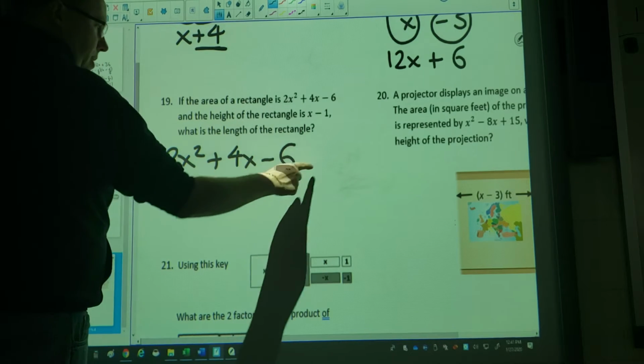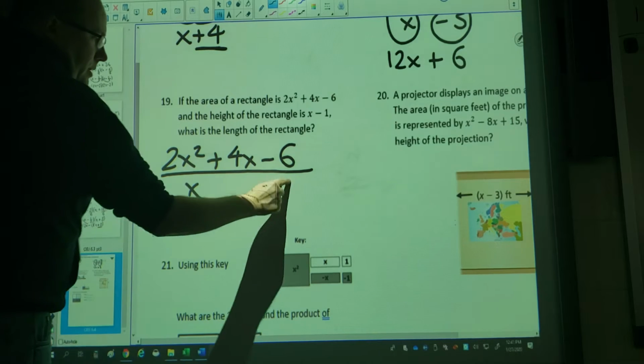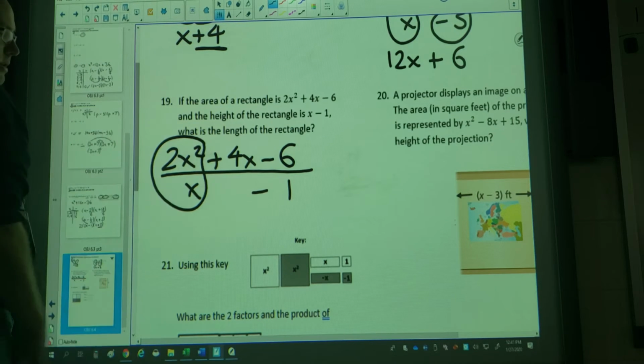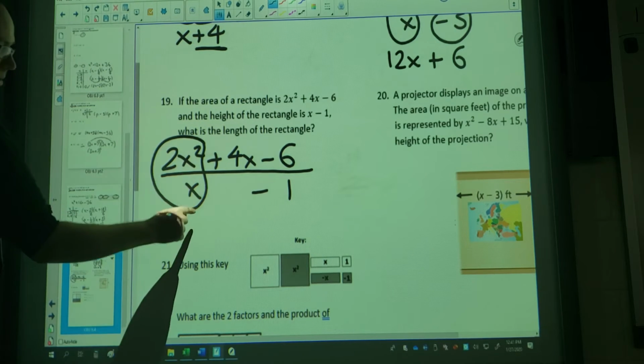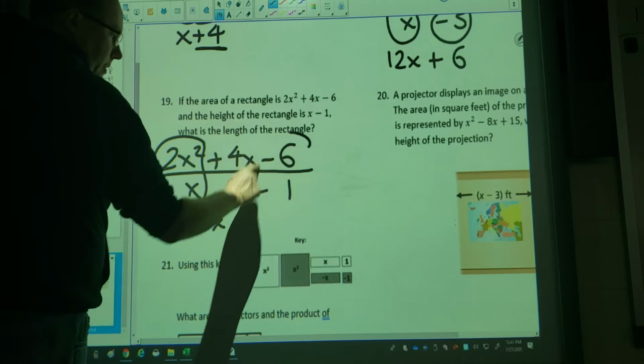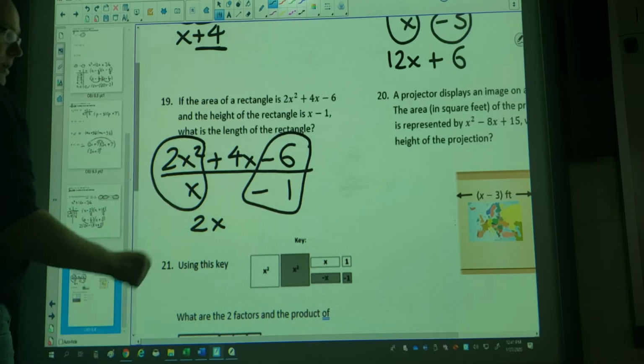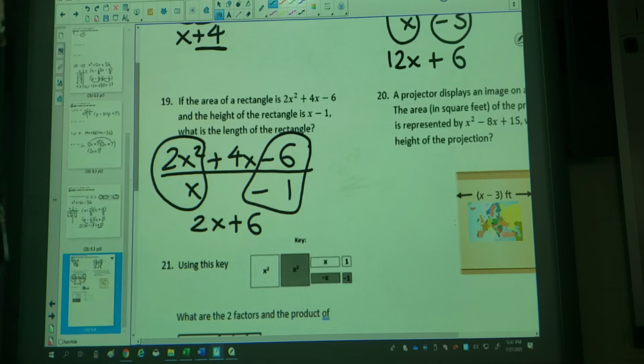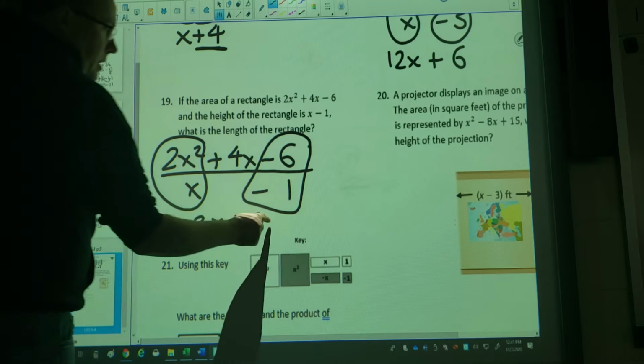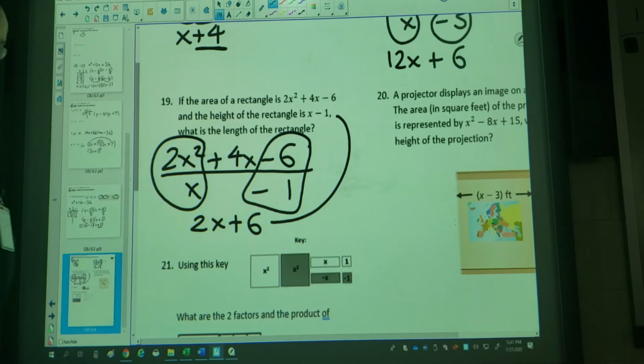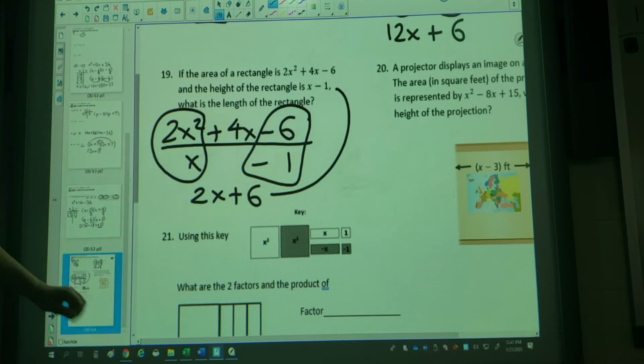I'm going to take the area, divide it by one of the sides, and that will tell me what the missing side is. So 2x squared divided by x is 2x. Negative 6 divided by negative 1 is positive 6. If you wanted to check that that is indeed the correct answer, you could multiply the two lengths together and check that it does indeed give you the area for that one.